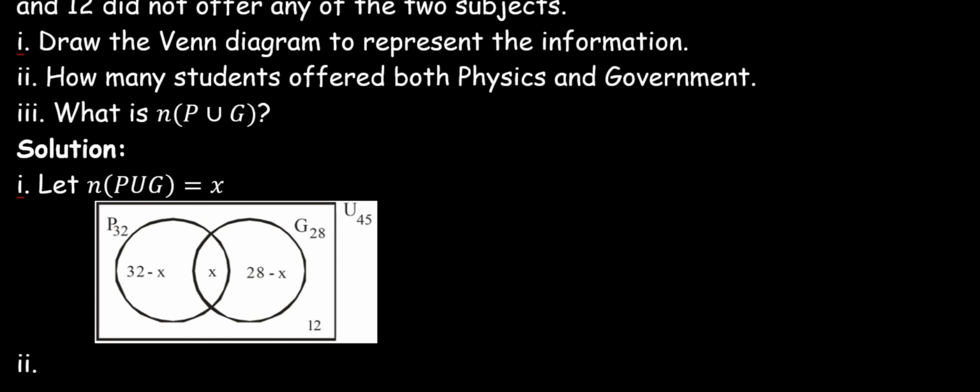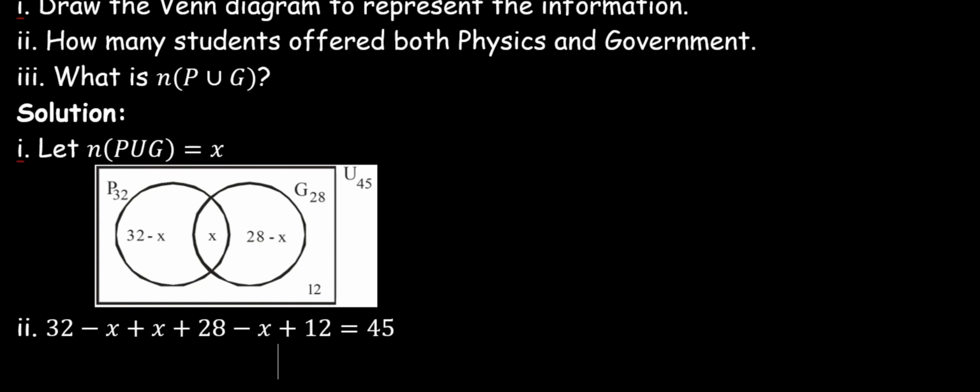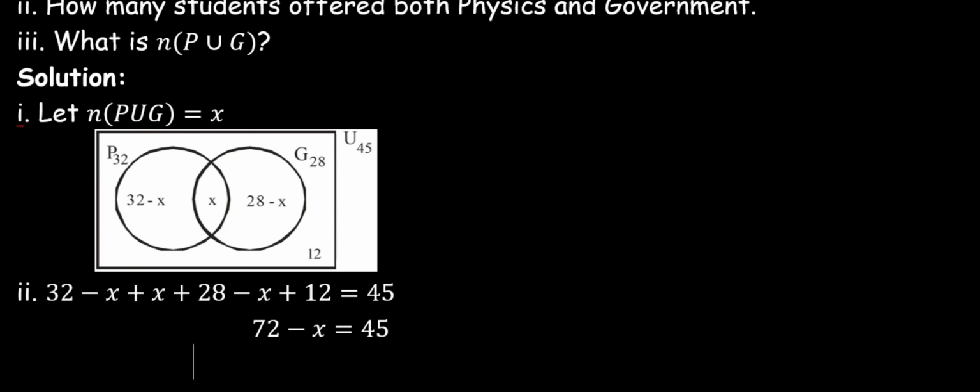We are asked to find how many students offer both physics and government. In doing this, we are looking for x. Then, summing up everything within the universal set and the subsets, we have 32 minus x plus 28 minus x plus 12. Take note, the 12 must also be added, is equal to 45. Simplifying, we have 72 minus x will be equal to 45. Collecting items together, we have 72 minus 45 will be equal to x. And that simply means x is equal to 27.